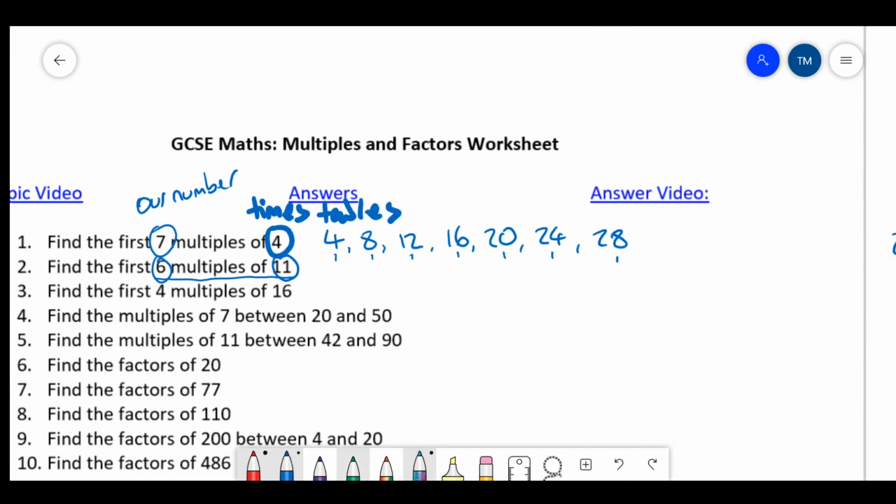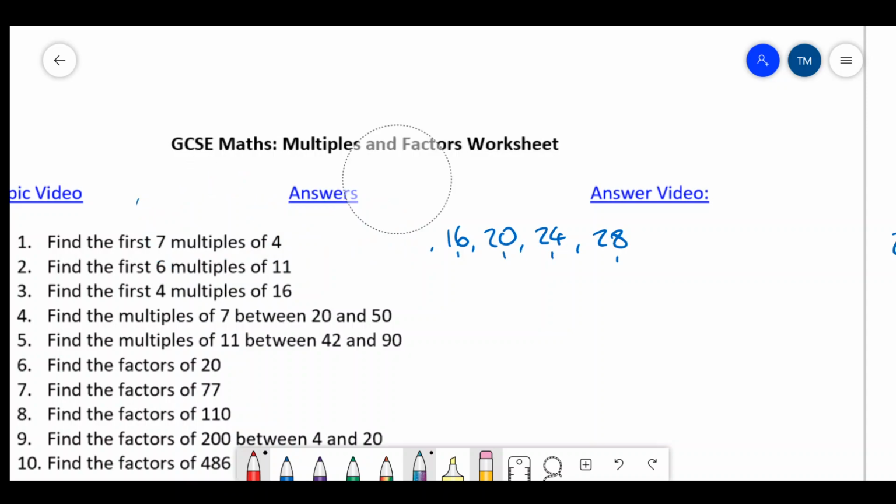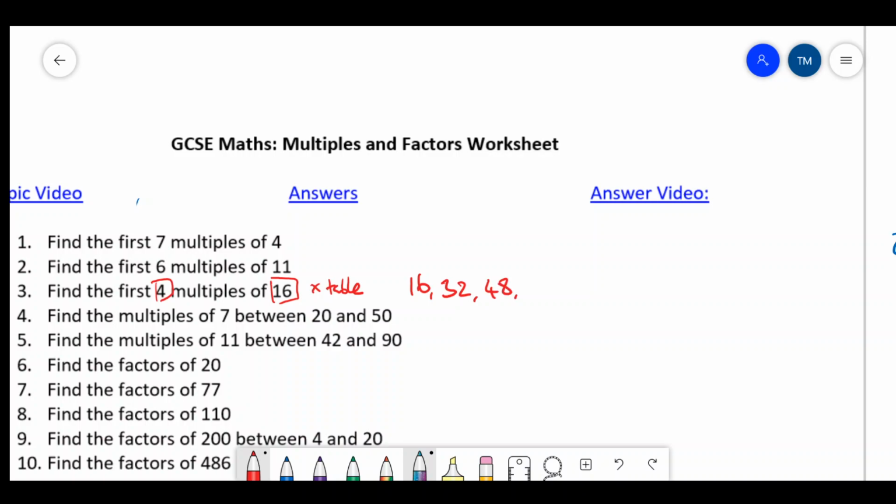For number 3, the first 4 multiples of 16, so we'll just clear some space here. The first 4 multiples of 16 is just the 16 times table and the first 4 values. So it's going to be 16, 32, 48, and 64. Remember, if you're struggling, the 16 times table is not a very easy table, so if you do have a calculator, it's very easy in the calculator paper, but if you don't have a calculator, just do 16 plus 16 to get 32, plus another 16 to get 48, plus another 16 to get 64.